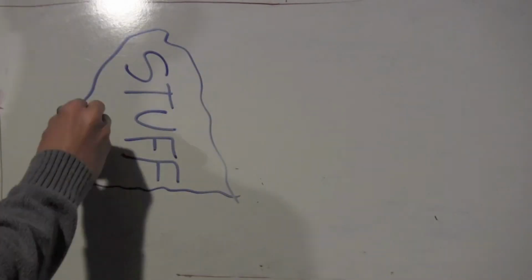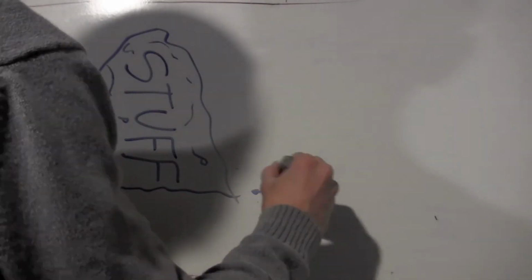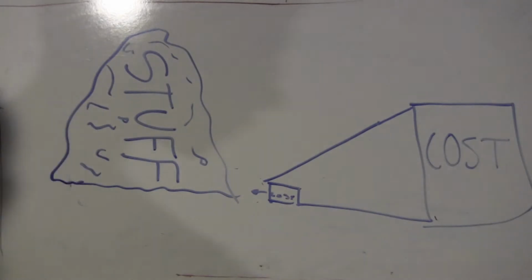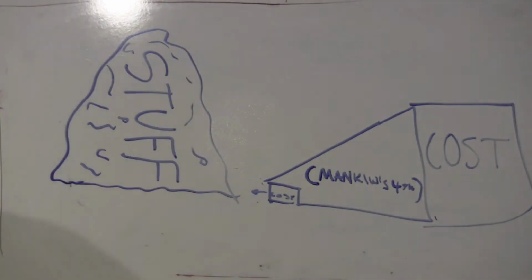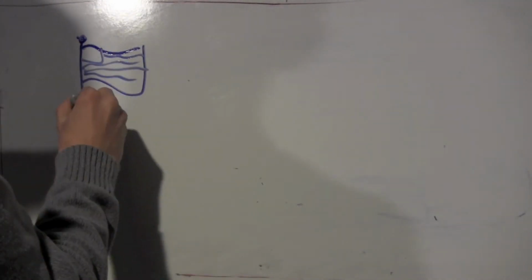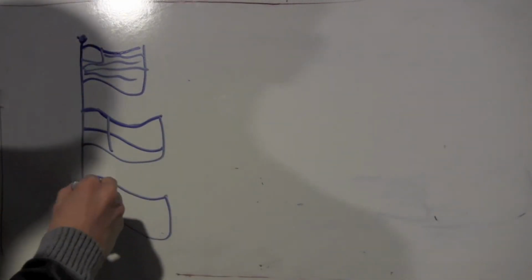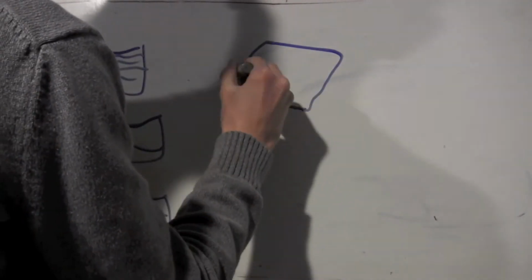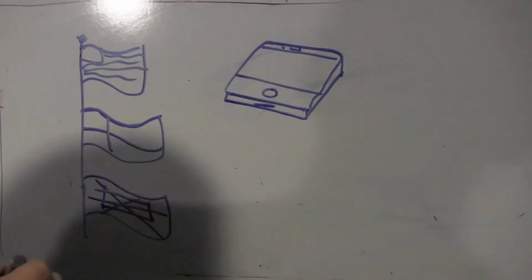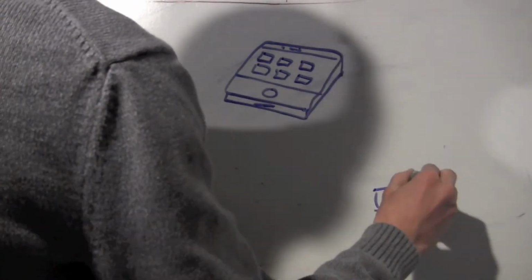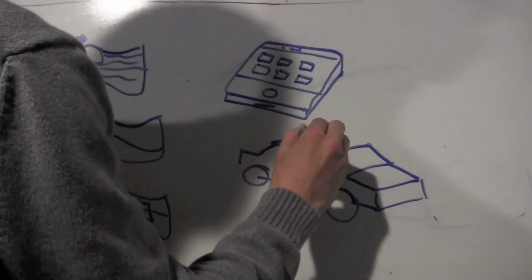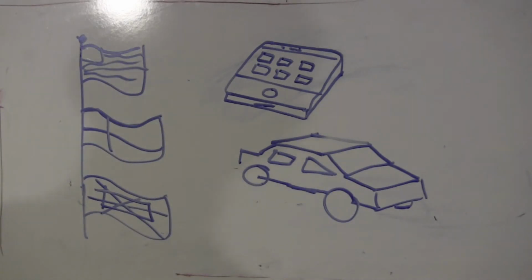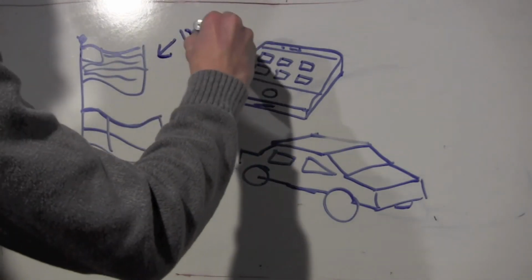Productivity is the goal of producing as much stuff with as little cost as possible. Remember, cost is Mankiw's fourth principle. And what this is saying as a whole is that the most productive nations, the nations that can produce the most iPhones and the most cars, just as a rough example, as cheaply as possible, are the most productive and have the highest standard of living.